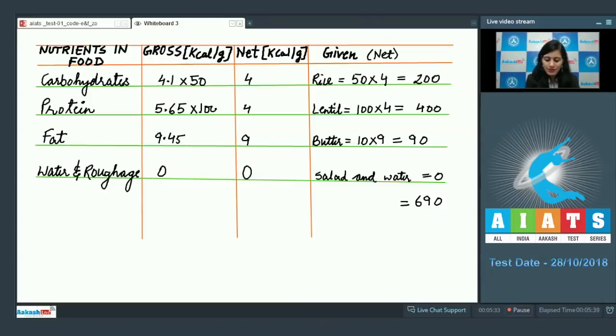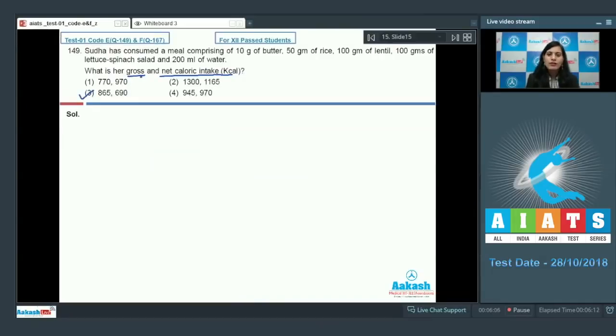Similarly, we will calculate the gross value also, which would be 4.1 into 50, 5.65 into 100 and 9.45 into 10 and 0. And the gross value is also 0 for water and roughage. So the sum would be 864.5, which is nearly 865 kilocalorie. So the correct answer for this question is option number 3, where the gross caloric intake is 865 and net caloric intake is 690. So the correct answer is option number 3. Let's move on to the next question.